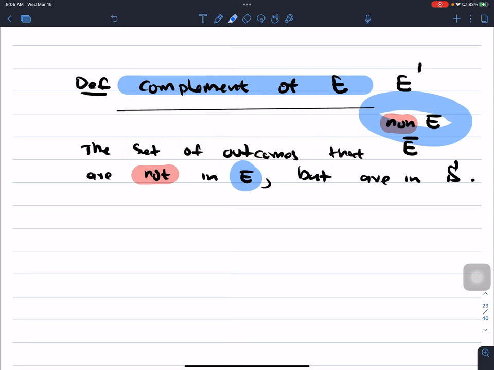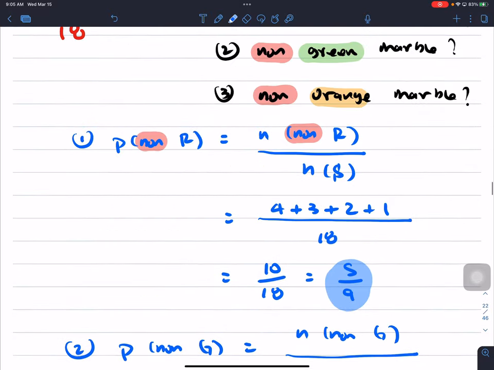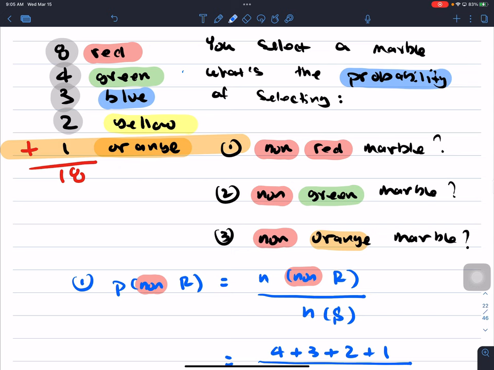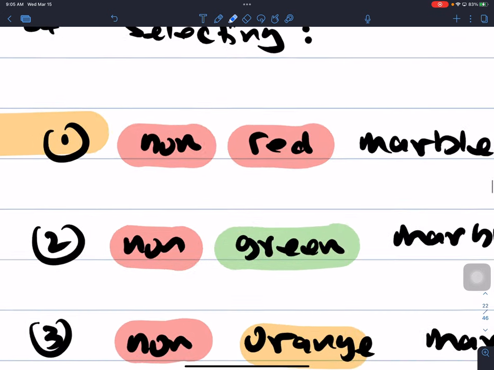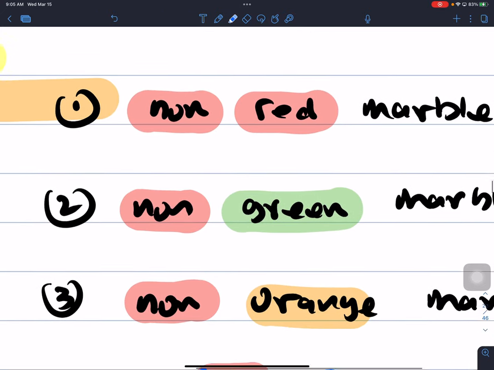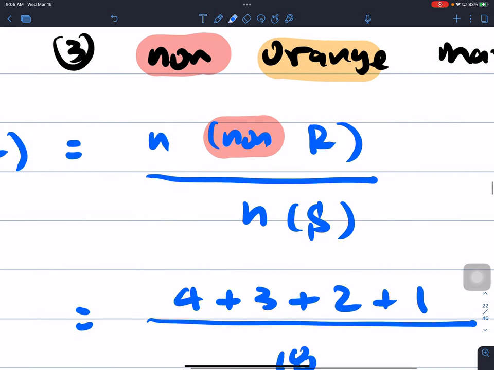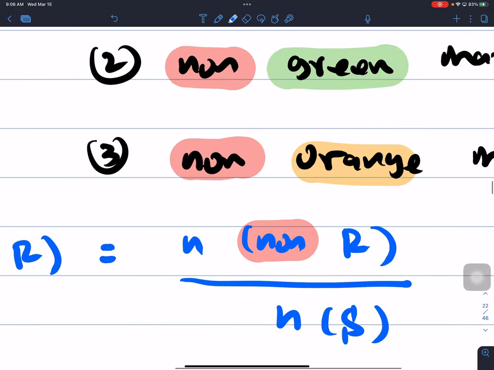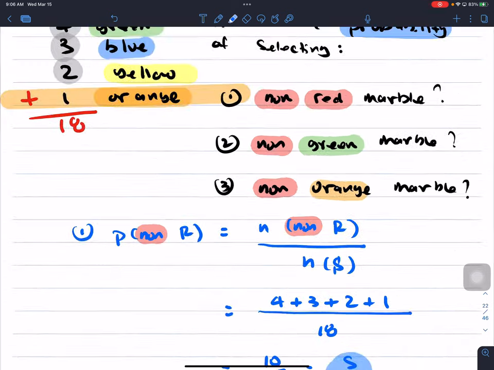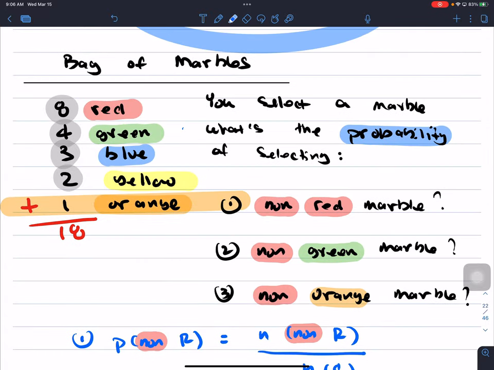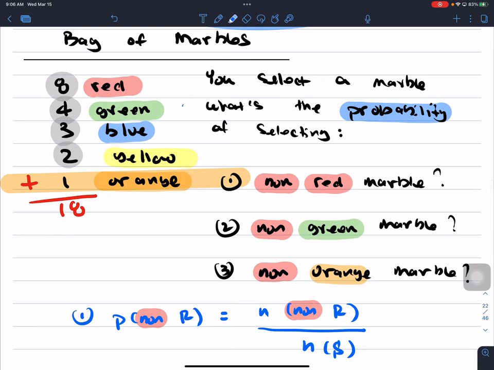So what you were looking at with these examples, they're all complements of events. If you say non-red, that's the complement of selecting red. Non-green is the complement of selecting green. Non-orange is the complement of selecting orange, because they're the outcomes that are not that color. Does that make sense? If I ask, what's the complement of being hungry? Not hungry. Good. What's the complement of up? Not up. Good.